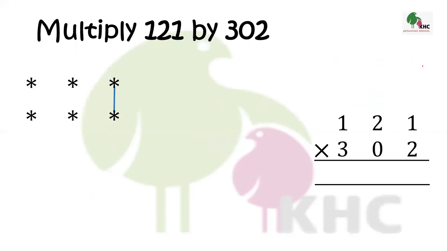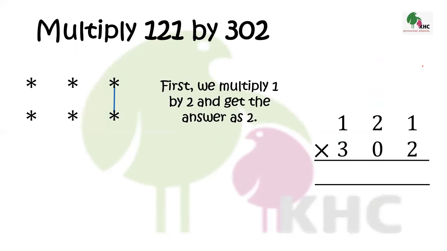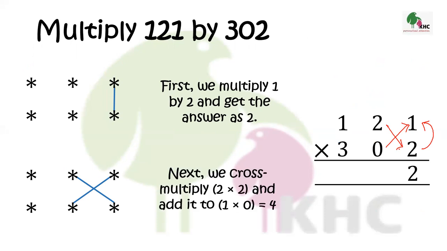So, the first notation was to multiply the ones digit. So you multiply 2 times 1, which is equal to 2. This was your first step. The next step is to cross multiply the tens digit with the ones digit. So you do this. 2 times 2 is 4 plus 0, right? Because 1 into 0 is 0. So 2 times 2 is 4. You write down 4 only.